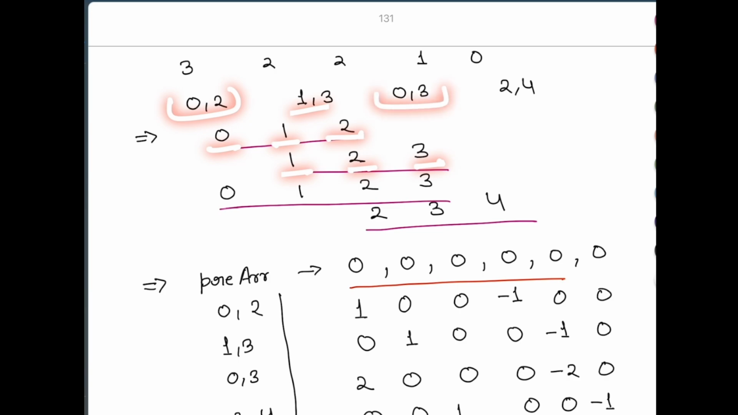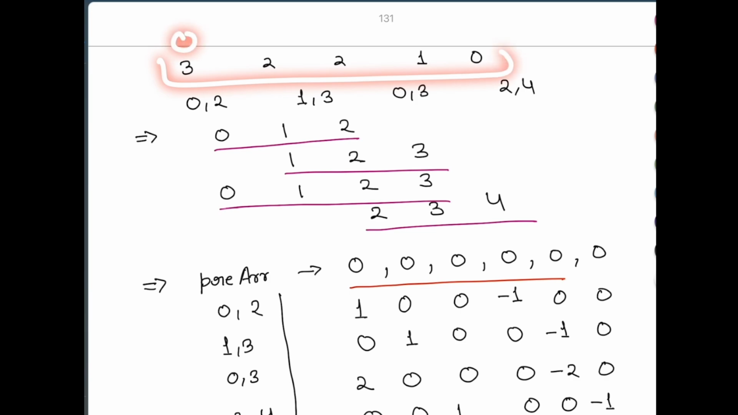The third query 0 to 3 is 0, 1, 2, 3. And the fourth query is 2 to 4, which is 2, 3, 4. Our elements have indexes as 0, 1, 2, 3, 4. Now what is this table telling me?